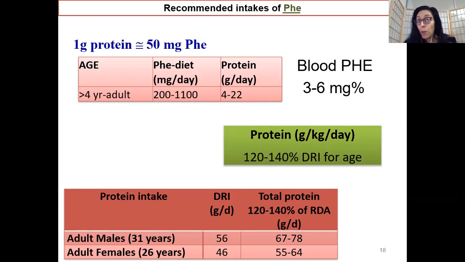And therefore, probably in the future, maybe after 10 to 15 years, this 120 to 140% of RDA will go down, and you will be able to say the same thing: a healthy adult male requires 56 grams of protein, and even a PKU patient requires 56 grams of protein. However, within this 56 grams, let us distribute it the same way as we have always done, 20% intact and 80% medical foods. But now these medical foods are made up of intact protein which does not have phenylalanine. Therefore, they are more bioavailable. Okay. But that is wishful thinking.